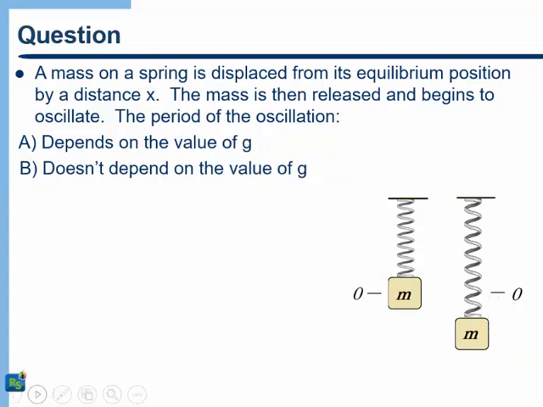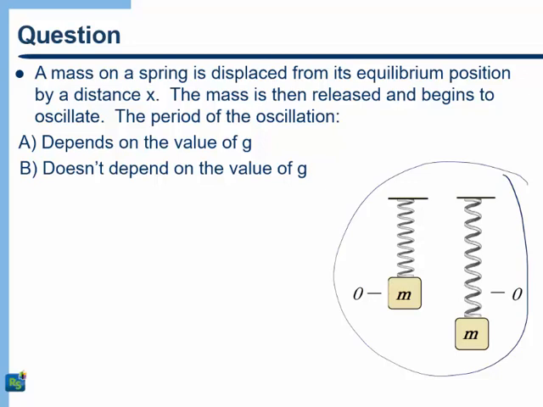How about this question? Same setup, except now I'm asking you, do you think it depends on the value of g? So in other words, if I took this exact same setup and I brought it to the moon, or I brought it to Mars, where the acceleration due to gravity is different, do you think that would affect the period of the motion? Well, it turns out that even when we have a mass oscillating vertically on a spring, the value of g does not affect the period. Again, that might not be one that makes sense to you yet, and we'll have to be able to prove that.